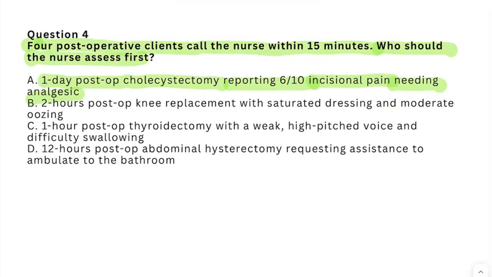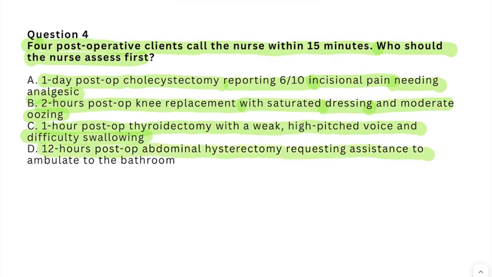Option letter B, 2 hours post-op knee replacement. So it's very fresh, saturated dressing, and moderate oozing. So the dressing is saturated. Letter C, 1 hour post-op thyroidectomy with a weak high-pitched voice and difficulty swallowing. And letter D, 12 hours post-op abdominal hysterectomy requesting assistance to ambulate in the room. Kind of like earlier, I'm going to give you 30 seconds.